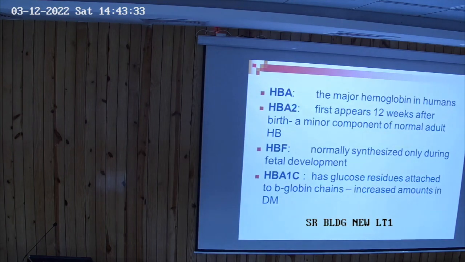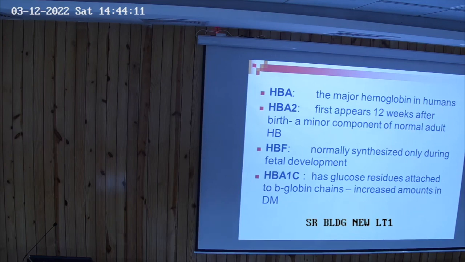These are the different types of hemoglobin. अभी तक अपन ने methemoglobin तक क्या पढ़ा था? Derivatives of hemoglobin. Now these are types of hemoglobin. So glycated hemoglobin क्या है? Type of hemoglobin. Okay. Adult hemoglobin, the major hemoglobin in humans, has 2 alpha and 2 beta chains. A2 first appears 12 weeks after birth, a minor component of normal adult hemoglobin. 97% जो एडल्ट हीमोग्लोबिन होता है वो तो होता है A, और ट्रेसेस अमाउंट के अंदर होगा A2, less than 2 to 3% is A2.